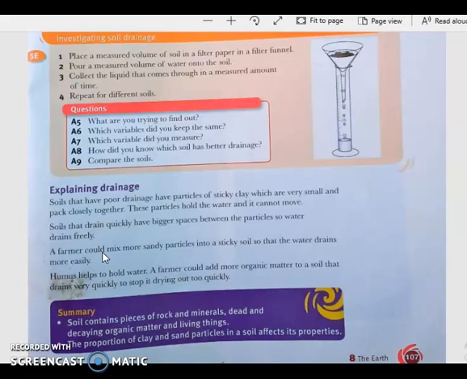Okay. So humus helps to hold water. A farmer could add more organic matter to a soil that drains very quickly to stop it drying out too quickly. Okay, a farmer could add more organic matter to a soil that drains very quickly.